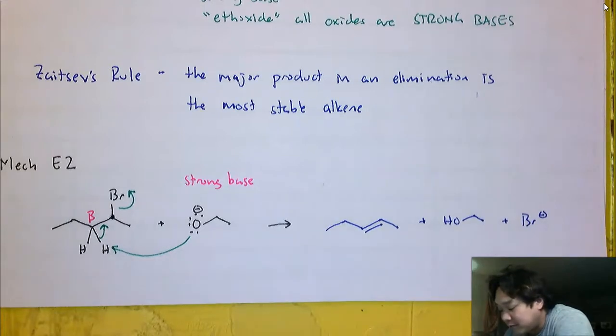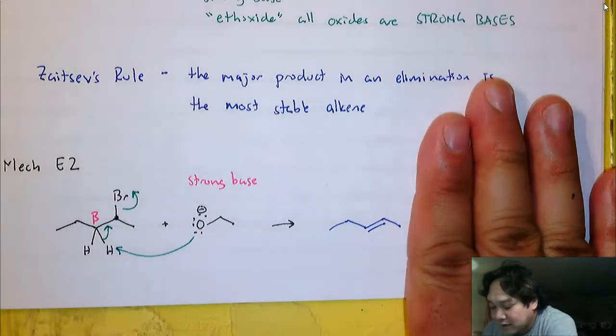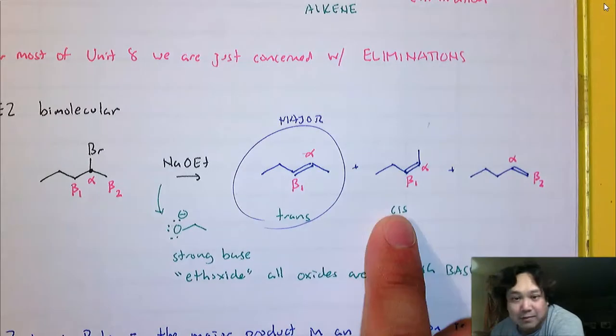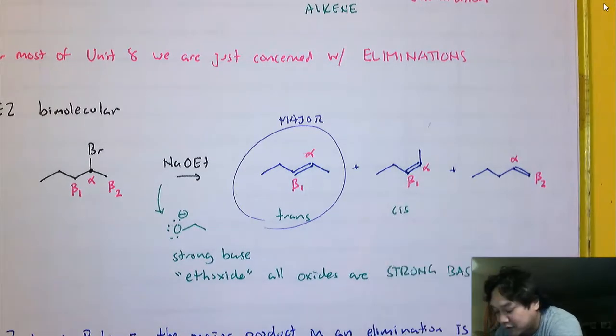But for filling the product, just give me all the alkenes possible, and then circle the major one.